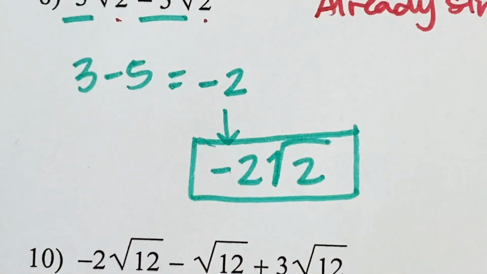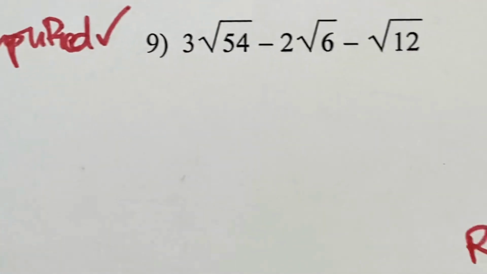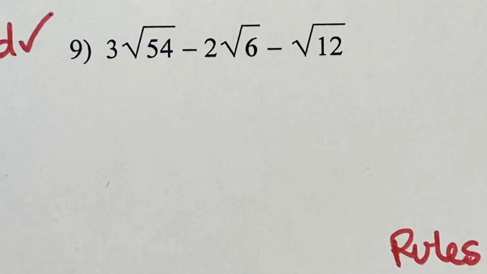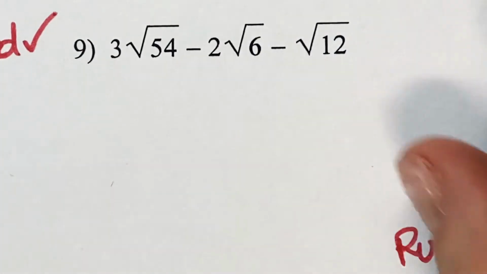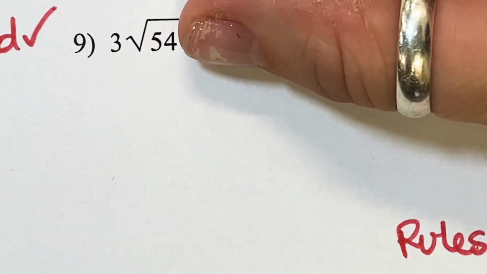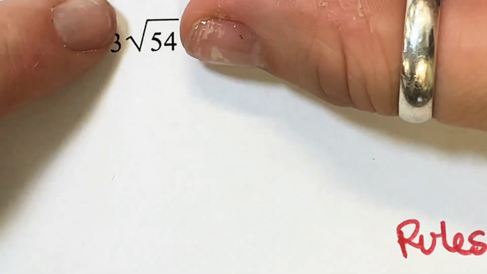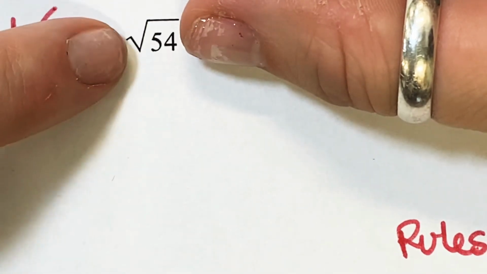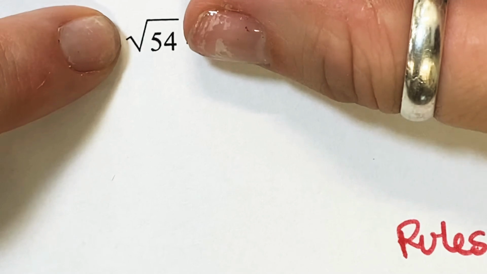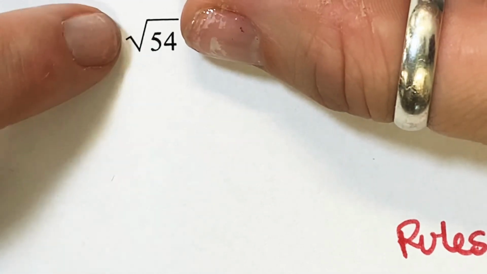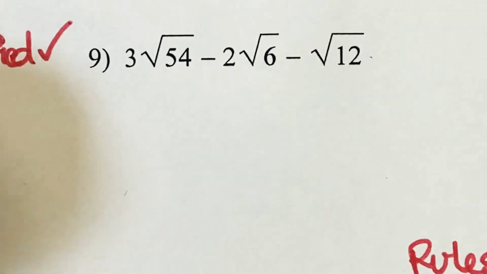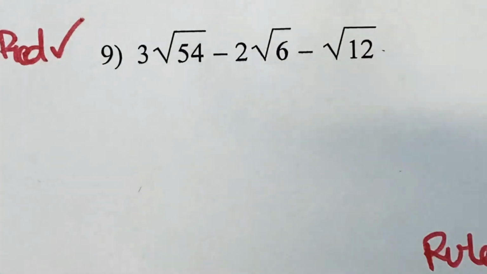Okay, so let's look at number 9, because we might have to do some simplifying here. So let's look at our first radical. Okay, and don't even look at the number out in front. Remember, the number out in front is already a couple that's waiting to go on a date. Just look at the 54. Let's go ahead and simplify the 54. Okay, we're just looking at that guy.